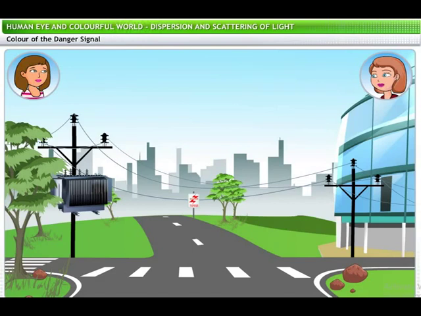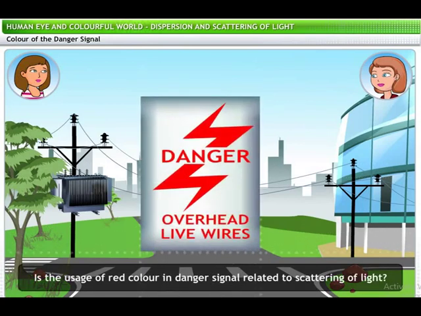Can you recall any application which you can relate to the scattering of light? I think I have heard about the red color used in danger signals, but don't know whether it relates to the scattering of light.